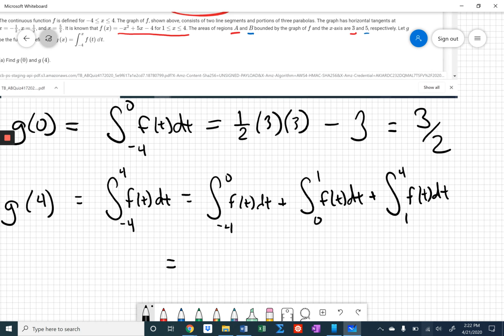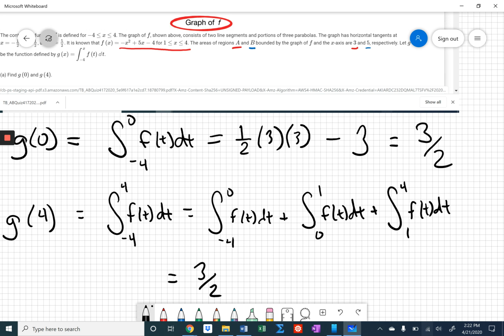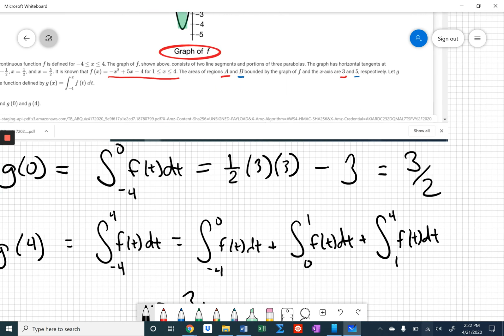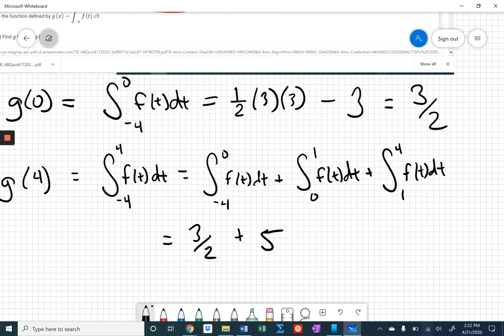The integral from -4 to 0, we already found that to be 3/2. The integral from 0 to 1, well, the area is the area of B, and they told us that area of B was 5. I want to make sure that you understand how to interpret that. And in fact, in the solution guide, they wanted to see that you broke this up into these two separate integrals here. That was a key part.